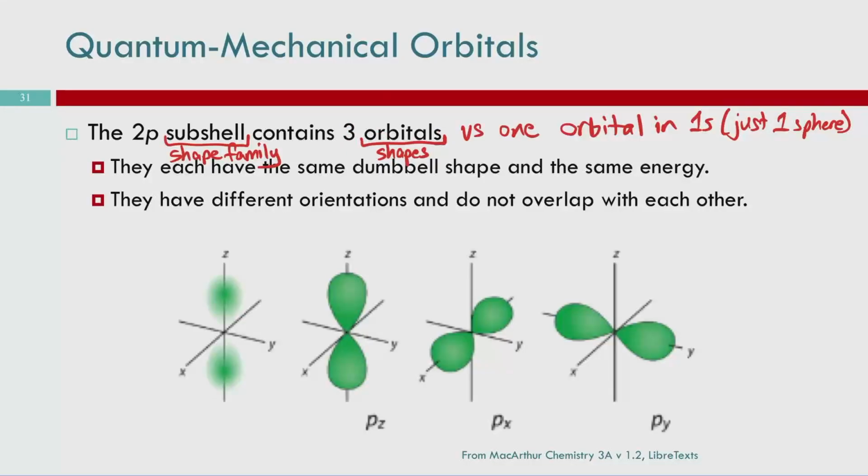And those three shapes, since they start with p, p for peanut, or dumbbell shape. So they're all going to have this general shape. They have different labels because they've got different orientations. You don't have to remember the labels. You do need to know how many orbitals we have, and you should generally know what the shape is. So they have this dumbbell or peanut shape.